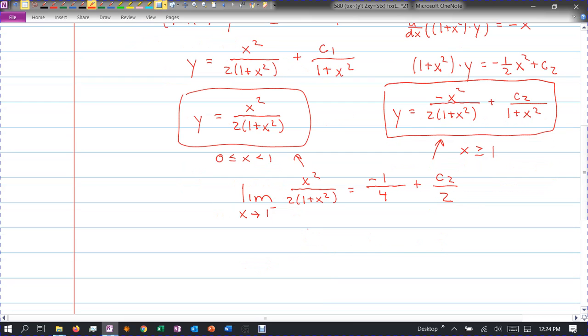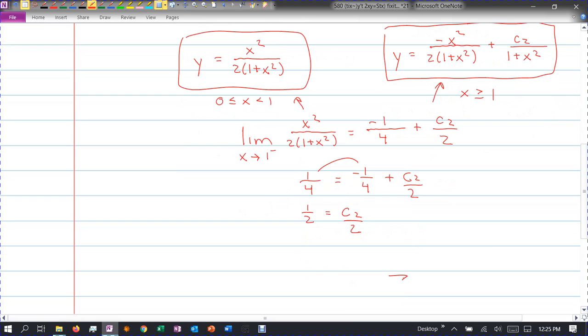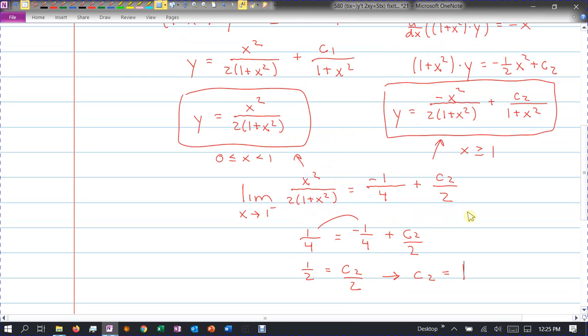Now when we take the limit on the left, we get 1 over 4 must equal negative 1/4 plus c sub 2 over 2. So we add this to this side, so we get 2/4, so that's 1/2. 1/2 equals c sub 2 over 2, multiply both sides by 2, and we get c sub 2 equals 1. So if we just come back up here and replace our c sub 2 here with 1, then this would be the first part of the function, this would be the second one.